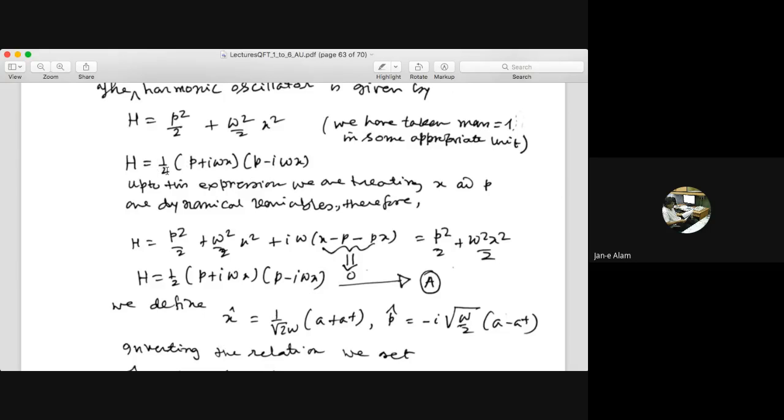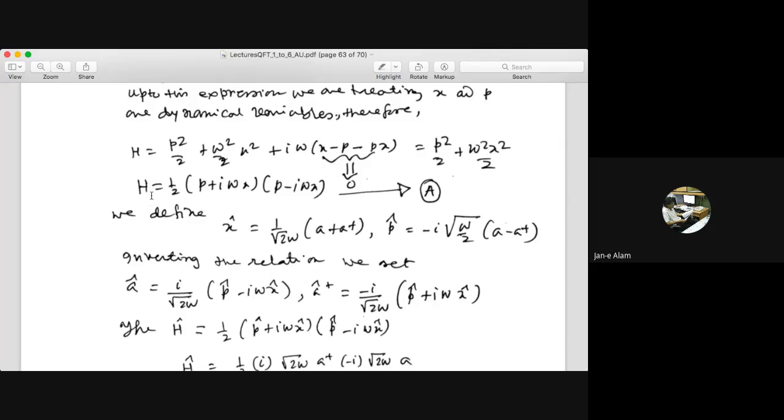This I can write as H equal to half (p plus i omega x) times (p minus i omega x). And I don't have to do anything for that, right? Because I can write it in this way. And this p, x and all that, these are just as if classical variables, then I can multiply them. And if they are classical variables, then xp and px will commute, it will become 0. If you evaluate this product, you will get p squared by 2 plus omega squared x squared by 2. So this is the correct expression.